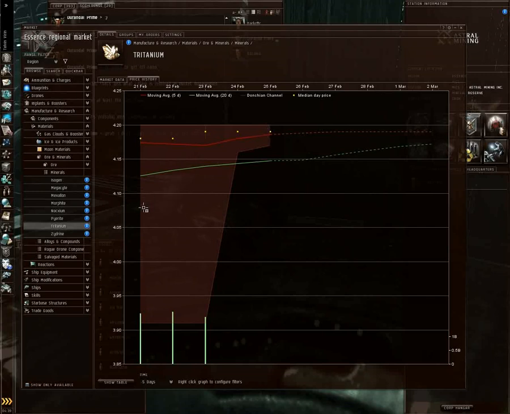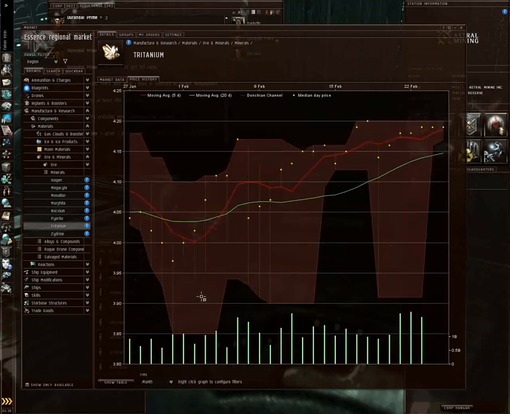Then let's try to see some of the differences just before we finish off. This is over the last month of titanium in Essence region, and it's a rather nice dungeon, really wide, so there's actually a large opportunity of earning some good ISK.